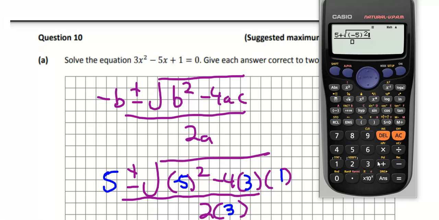Do you want my calculator? What? Yeah, exactly.